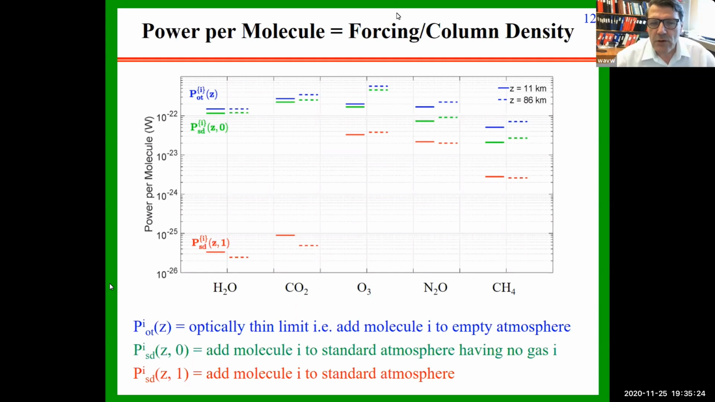And the same is true for N2O and methane. In the case of N2O and methane, you notice that the blue and the green lines, they are quite separated. And the reason is that the N2O and the methane, they like to absorb similar frequencies or infrared colors.